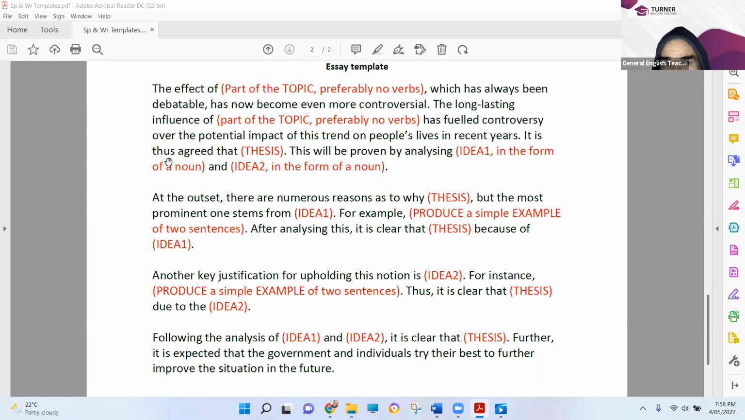It is thus agreed that, okay, Isabel, do you think watching television is good for children or bad? In one hand it is good, on the other hand it is bad. Both. You're trying to make sense. Just choose one. Okay, you think it's good or bad? Negative. It's bad. Okay, so you say it is thus agreed that watching television is bad for children.